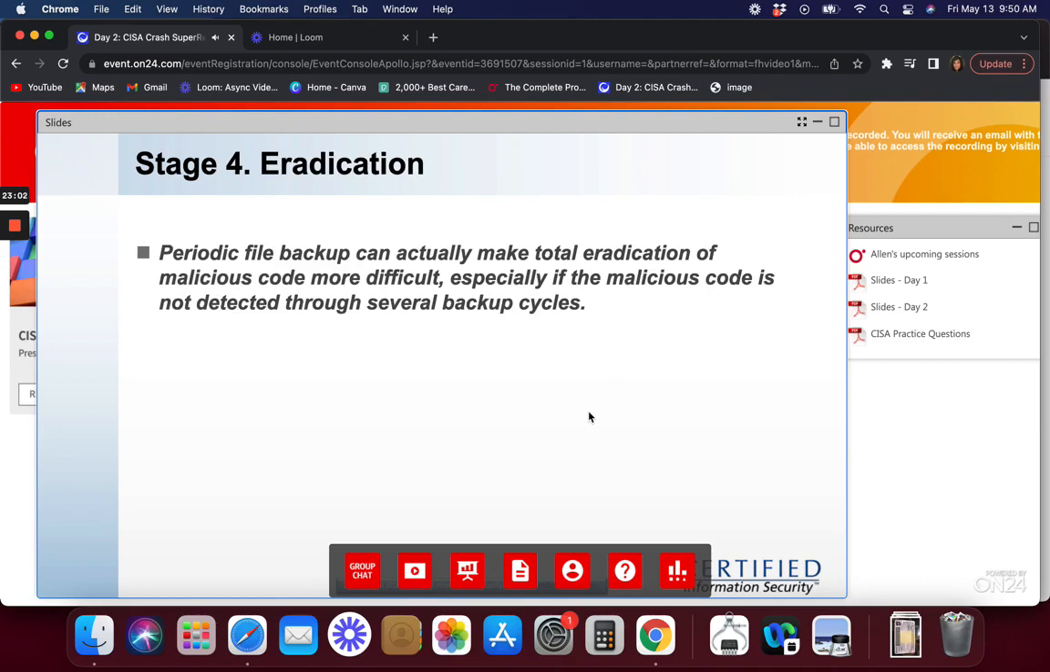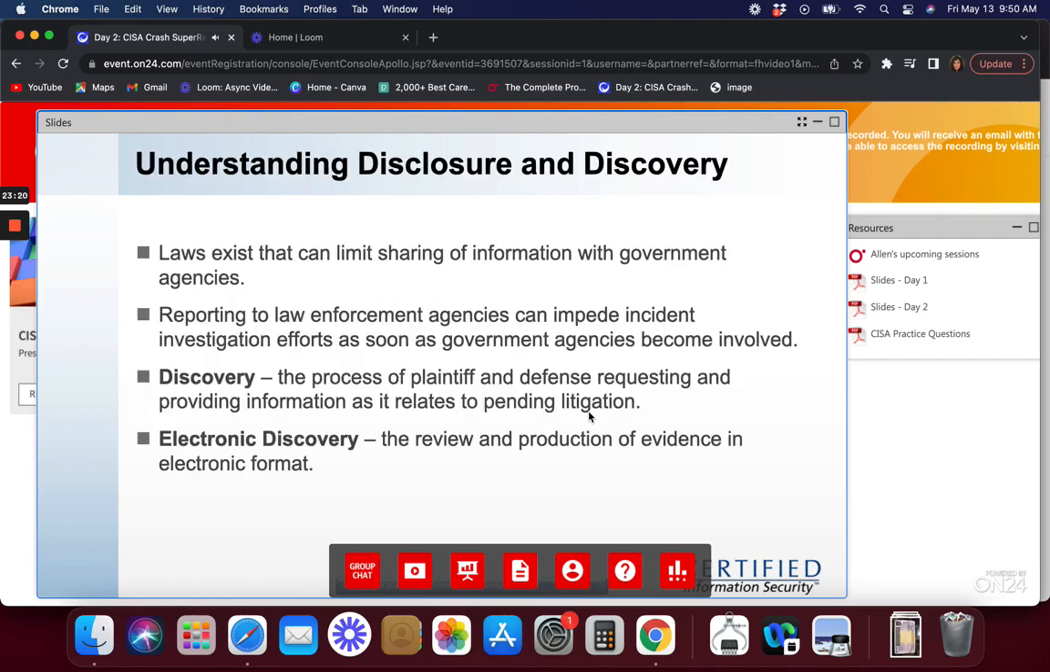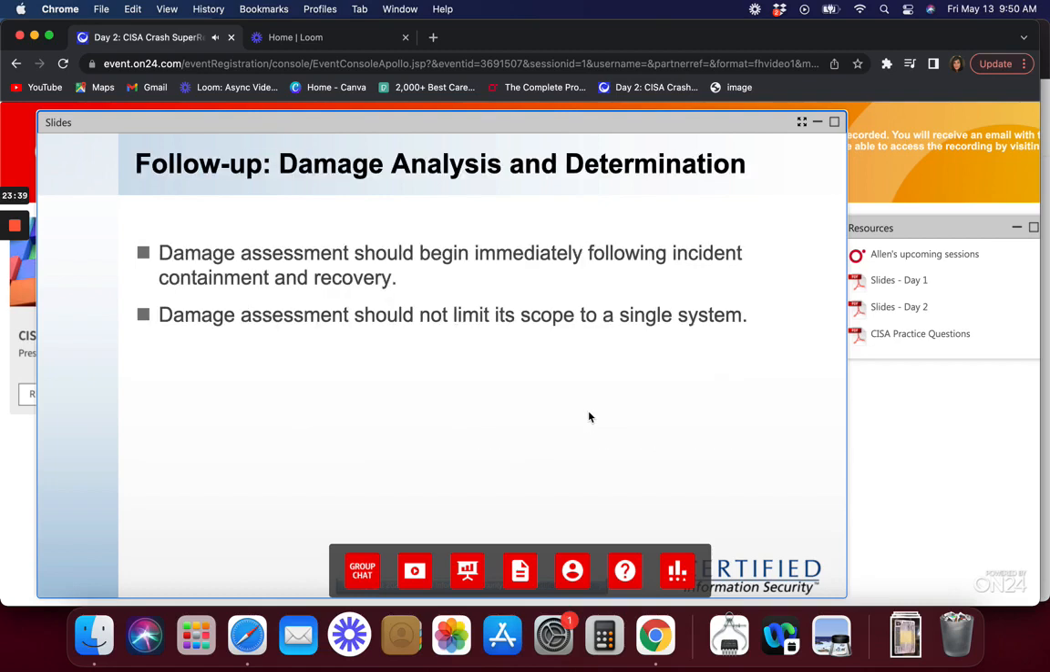Eradicating, they point out to be careful when you try to restore a backup, because it could be that the virus that just caused your problem was already on a previous backup. So restoring the backup might restore the problem as well. So make sure that you understand that. Again, understanding disclosure and recovery for potential prosecution with your evidence. Regular discovery is the process of plaintiff and defense requesting and providing information as it relates to pending litigation. Electronic discovery is what it sounds like: discovery of electronic information in electronic format.